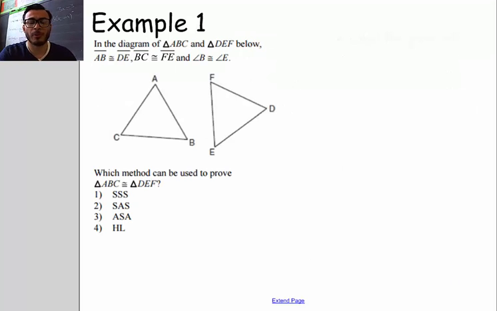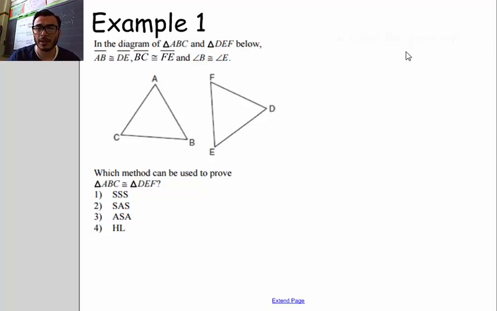So our first example says, in the diagram of triangle ABC and triangle DEF below, AB is congruent to DE, BC is congruent to FE, and angle B is congruent to angle E. Which method can be used to prove triangle ABC is congruent to triangle DEF?